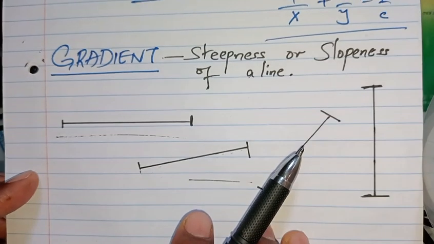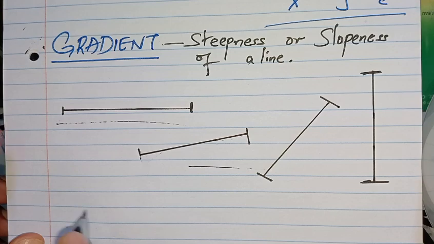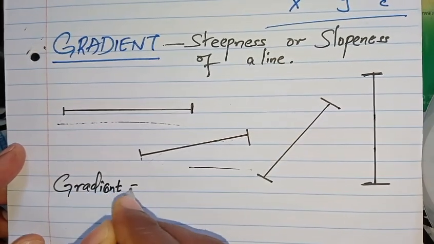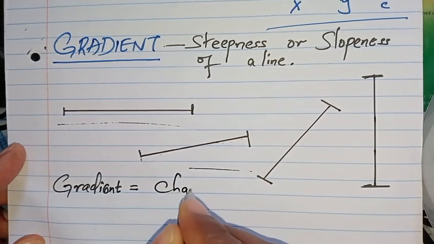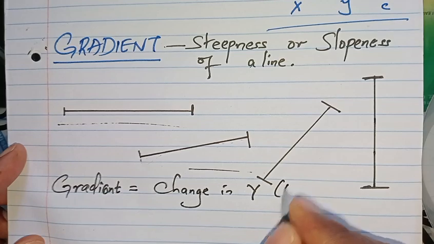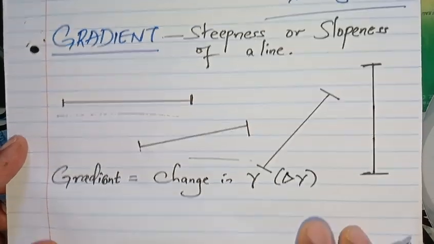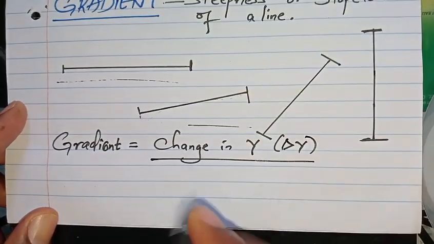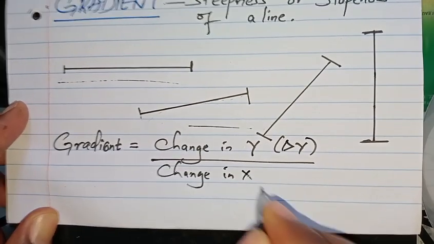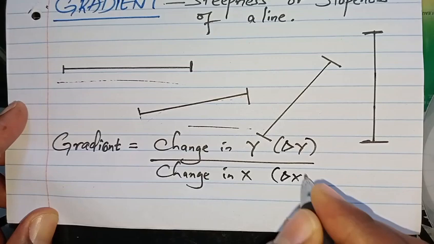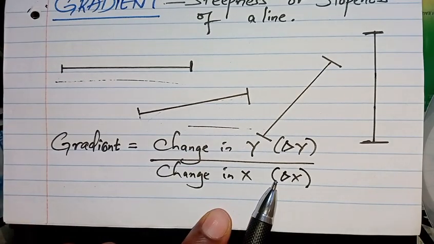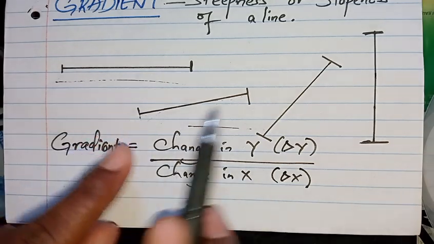So the gradient, we have a formula for calculation of the gradient. Gradient is equal to change in y, which I will call delta y, over change in x, which I will still call delta x. Remember, the x's and y's we are considering in this case are of the two points.